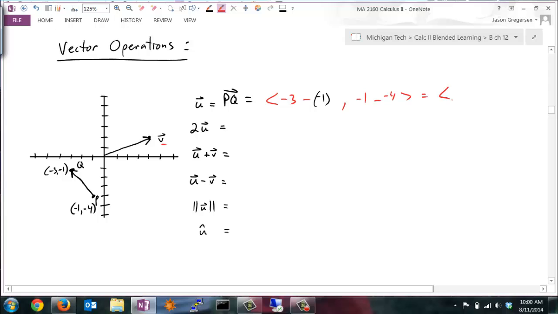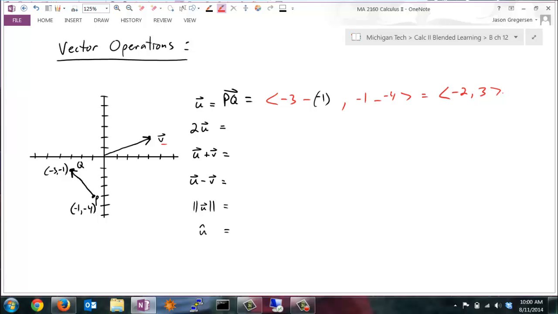Negative 3 minus negative 1 is negative 2. And negative 1 minus a negative 4 is positive 3. So I have my result here, and it should make sense. This says go negative 2 in the x direction, go 3 in the y direction. Sure enough, I'm going back 2, up 3. So it makes sense. It does describe that vector.